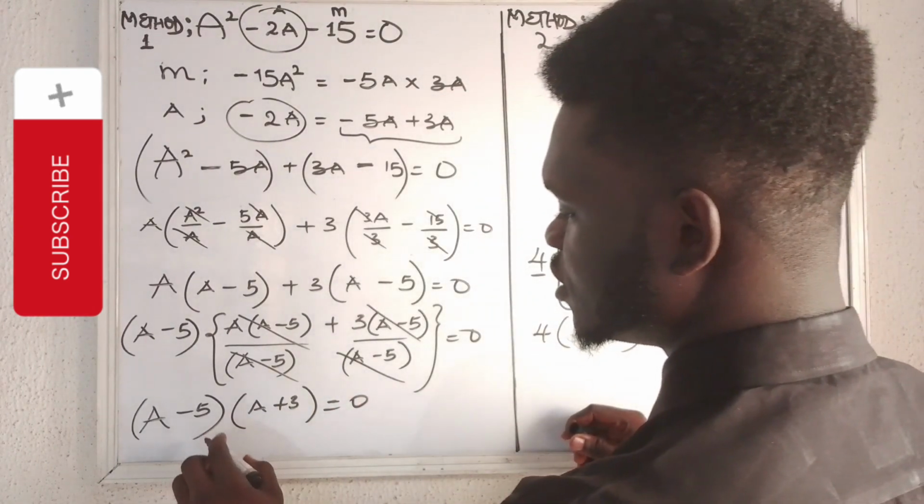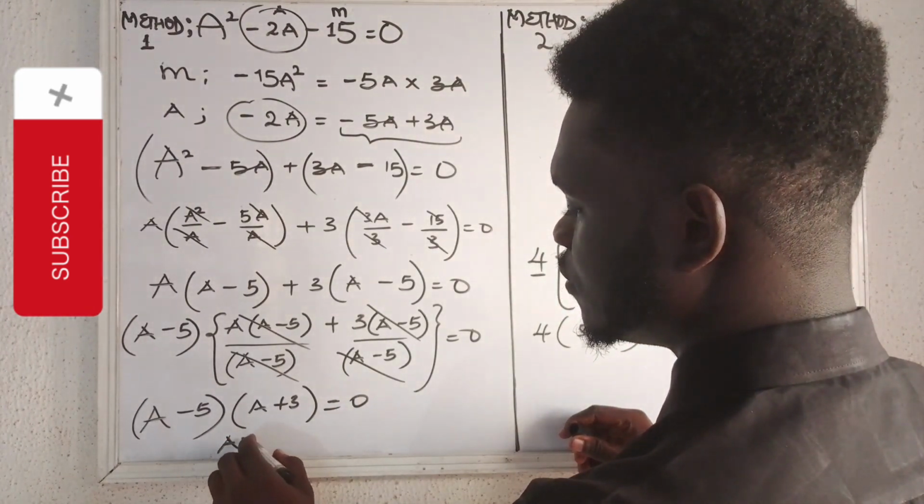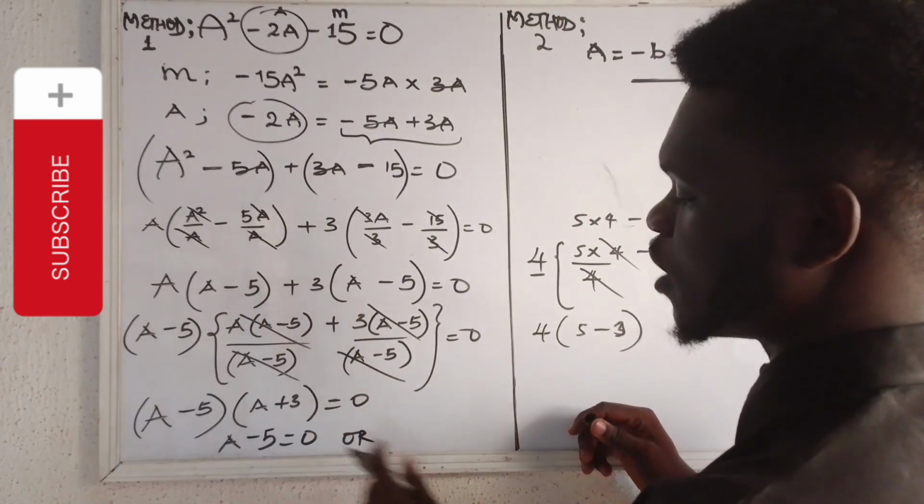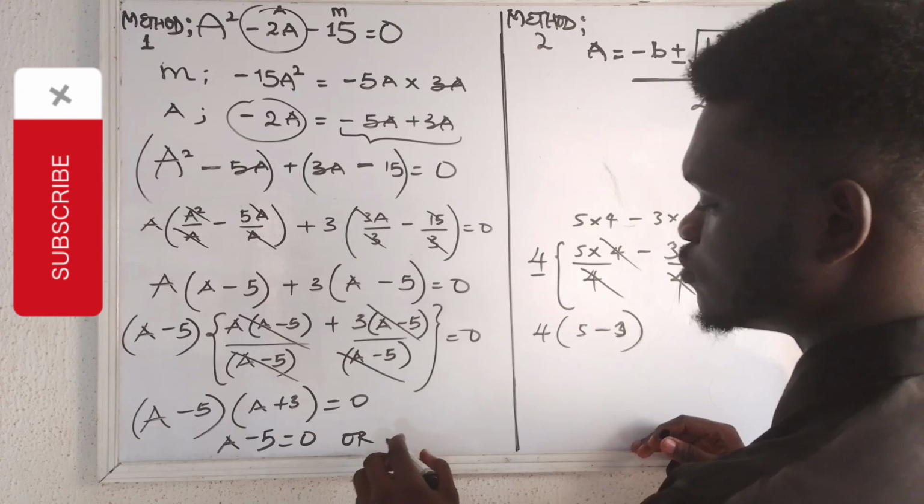Now what do we do? You can just say therefore that a minus 5 equals 0, or a plus 3 equals 0. Don't forget, it's a polynomial of degree 2, so the solutions must be 2.